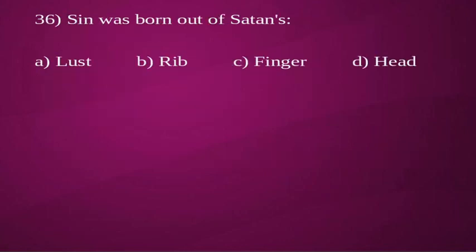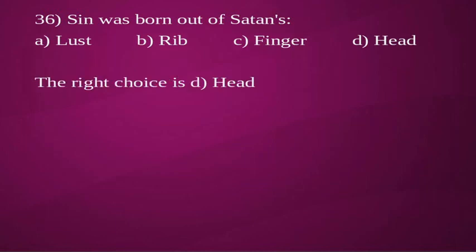Question number 36 is, sin was born out of Satan's. Option A, lust. Option B, rib. Option C, finger. And option D, head. The right choice is D, head.